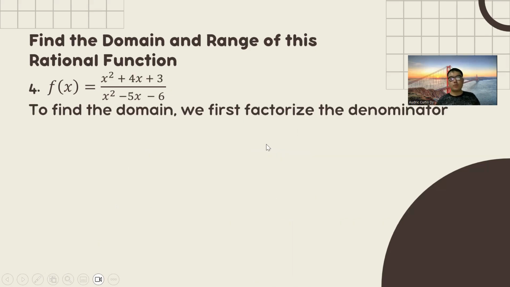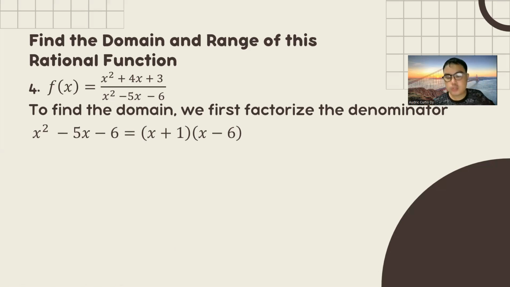Okay, to get the domain, we need to factorize the denominator. So, x squared minus 5x minus 6. So, the possible factors of 6 are 1, 2, 3, and 6. Since this is negative 6, isa sa kanila ay positive. So, this will become plus 1. Then, yung another one is negative 6, since the sum is negative 5. So, negative 6 plus 1 is equal to negative 5.